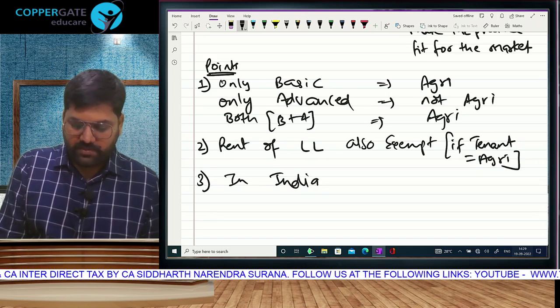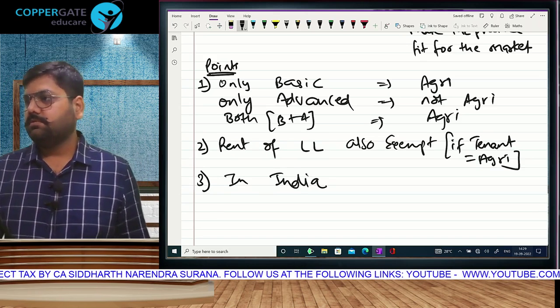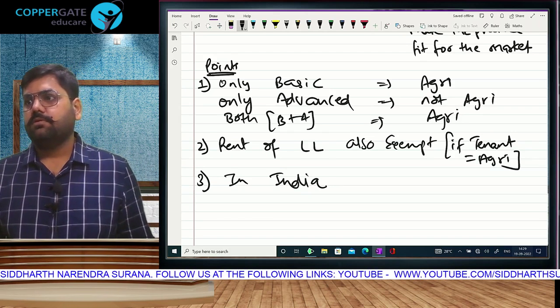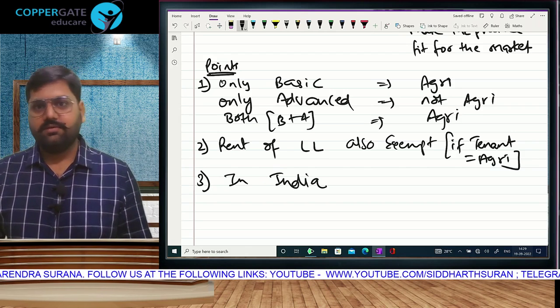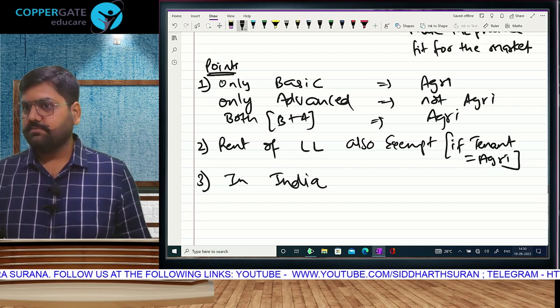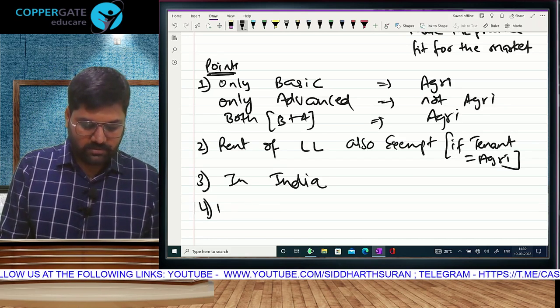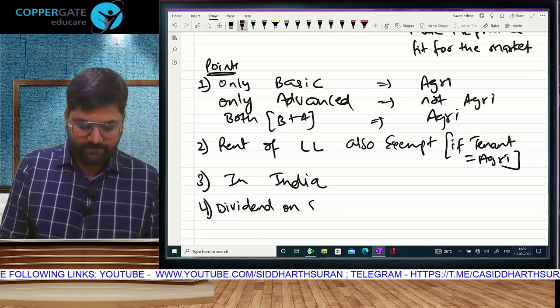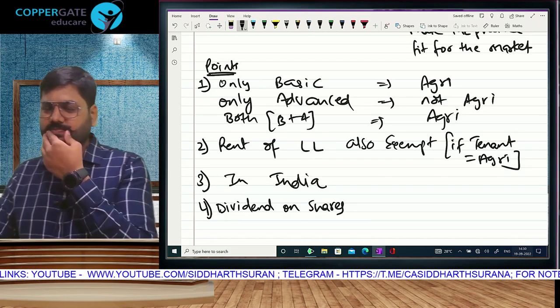This is a summary of section 10 only, boss. But it is a noteworthy point of section 10, that is why we had to do this. Is this clear? Next. Dividend you earn on which income?